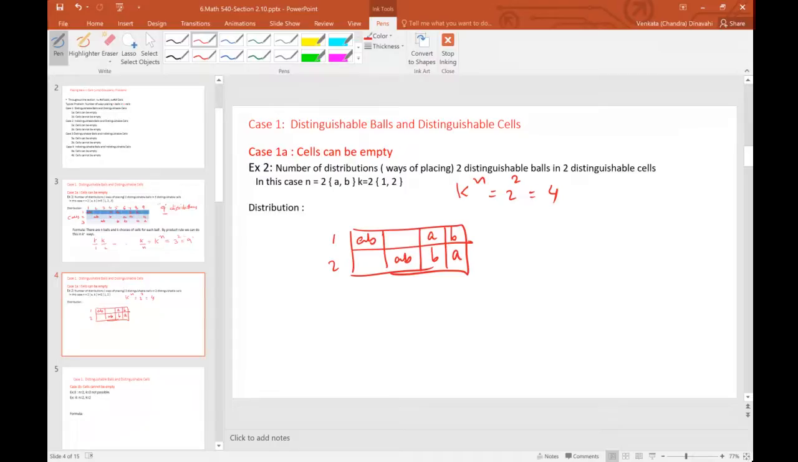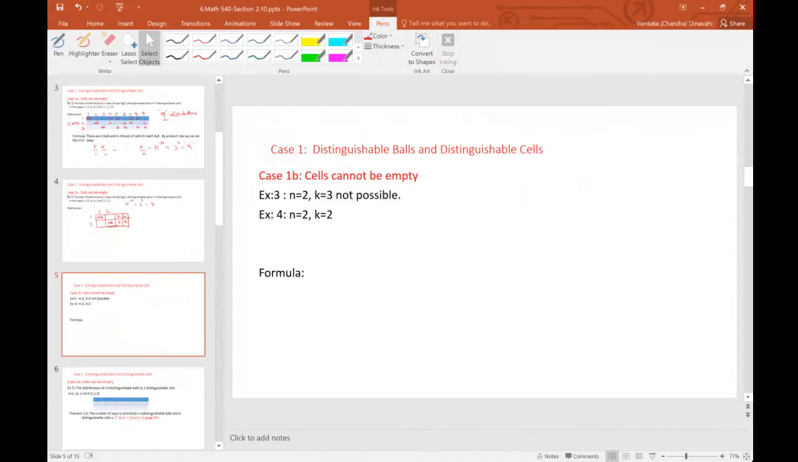Now suppose you don't want any cell to be empty. That means you don't want distribution 1 or distribution 2. You don't want any of the cells to be empty. Then how to do that? That is case 1B. Suppose n is 2, where n is the number of balls as I mentioned, and k is 3. Since there are more cells than balls, certainly at least one of the cells has to be empty. Even if you place one ball in each cell, one is going to be empty. So it is not possible.